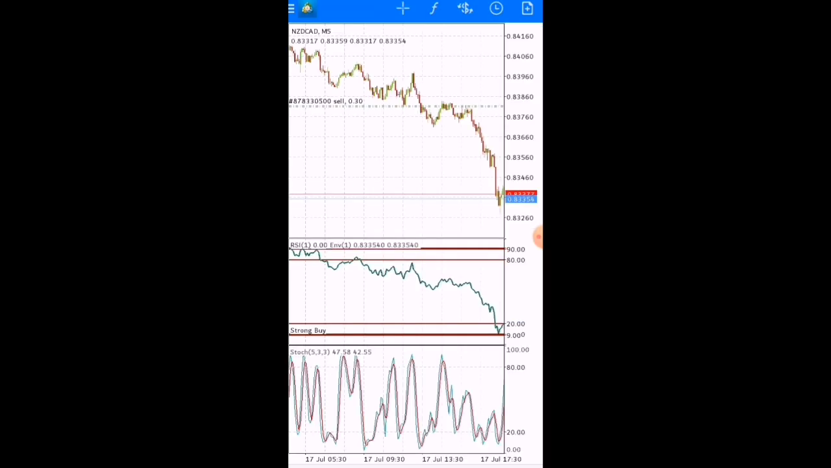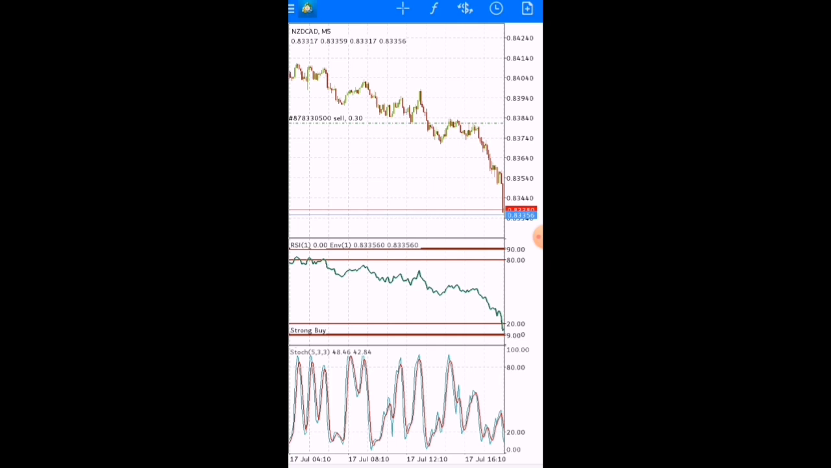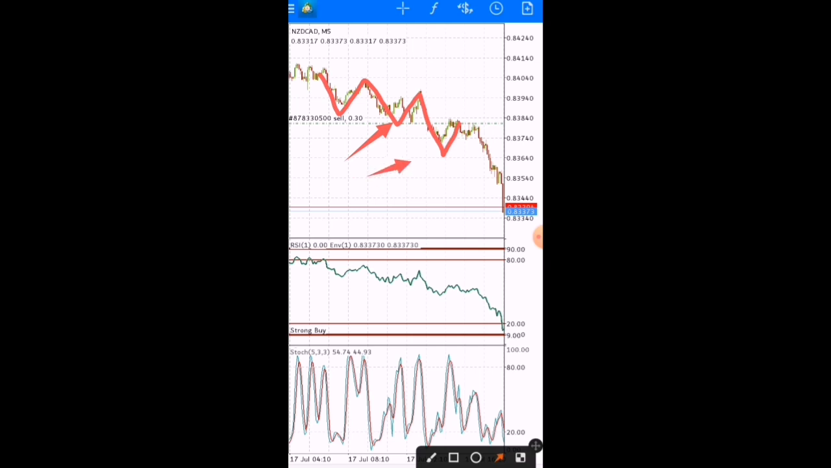Let's take NZDCAD. Remember what I said yesterday, that you have to enter the market when price is moving in a zigzag. Okay, it's moving in a zigzag, because what you want to see is price breaking through this lower key level for you to know that price will continue selling. If it will come back and break through this lower key level again, you will know that price will continue selling. So what happened right here?